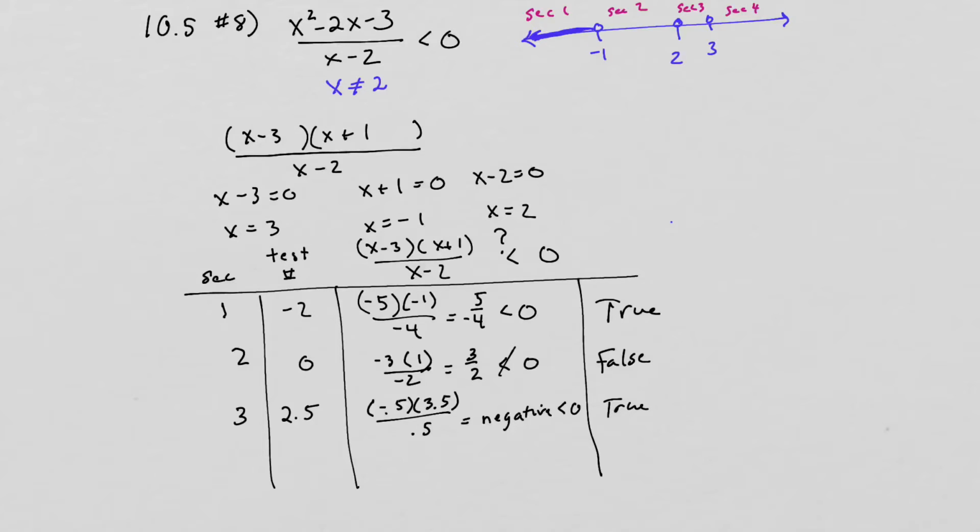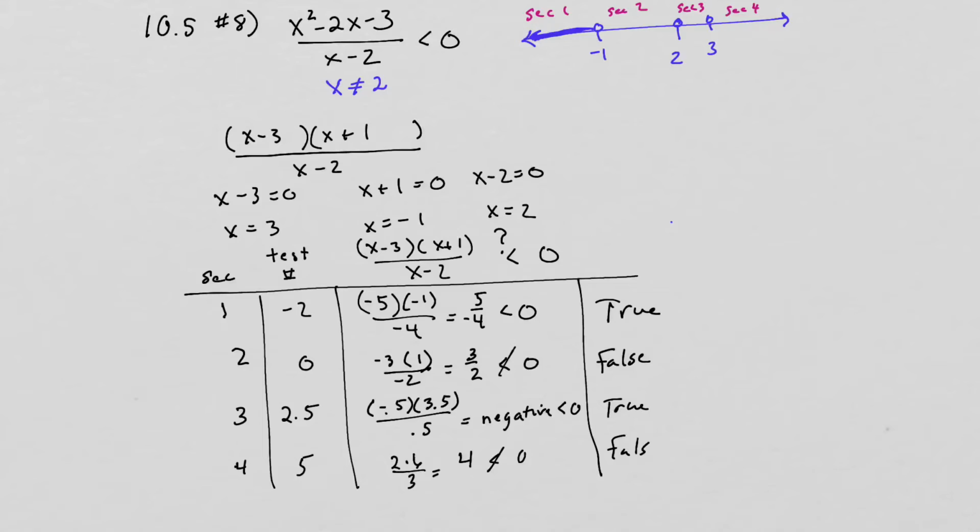One more section to check, section 4. I'll pick a number that lies to the right of 3. How about 5? So if x is 5, 5 minus 3 is 2. 5 plus 1 is 6. 5 minus 2 is 3. So I'm going to get 12 divided by 3, or 4, which is not less than 0.